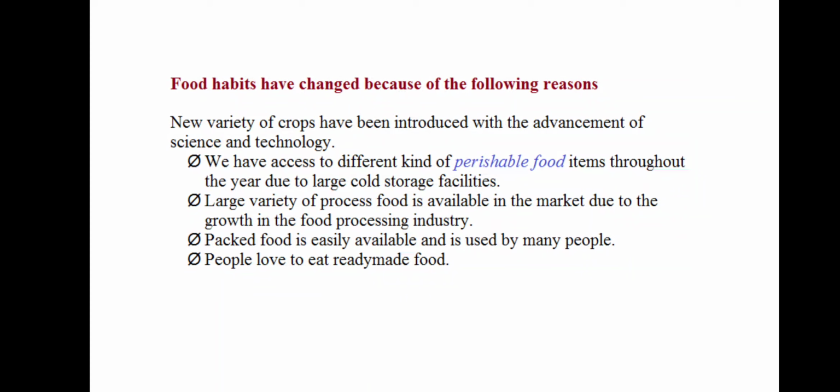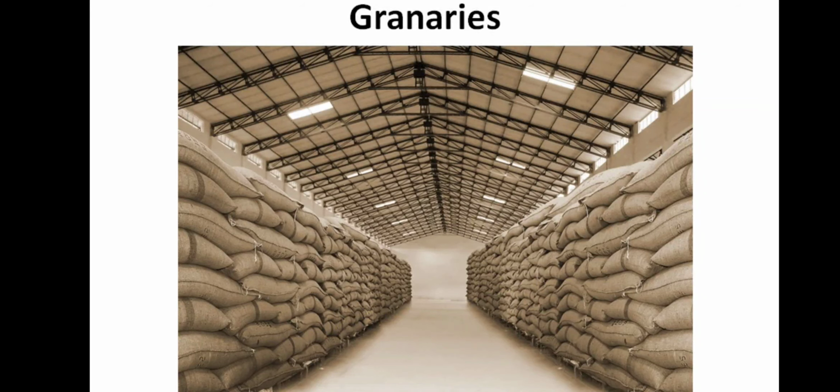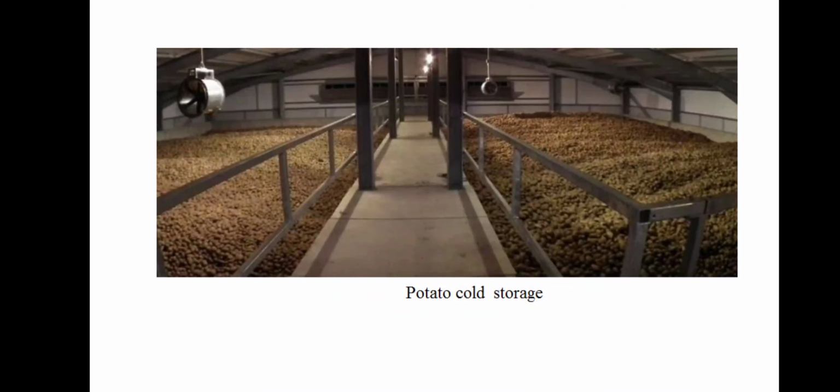We have access to different kinds of perishable food items throughout the year due to large cold storage facilities. Now there are some foods which are not available all year round, but we get them by storing them, because of science and technology. As you can see in this picture, the rice is stored in granaries so that we can get it throughout the year. You can see potato in this picture. The potato is stored in cold storage so that it is available throughout the year. Though potato is cultivated only once a year, it is stored so that it is available to every part of the world throughout the year.